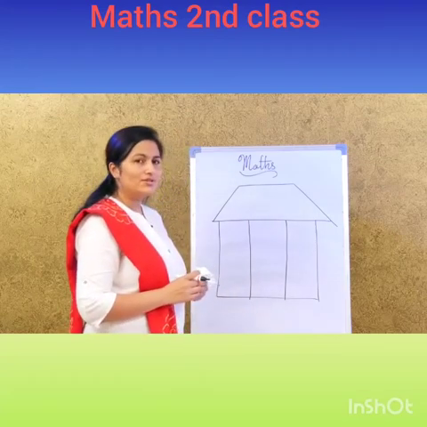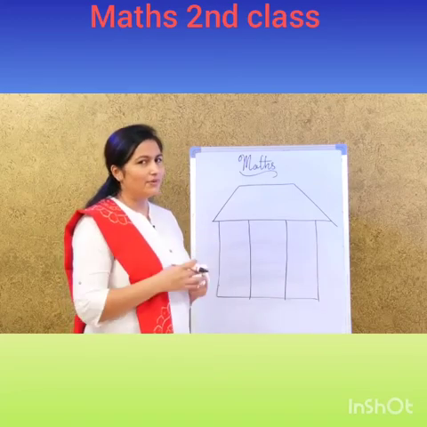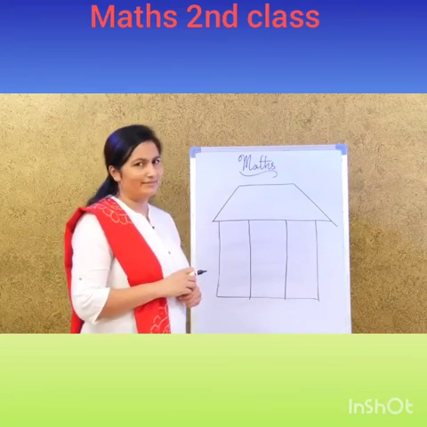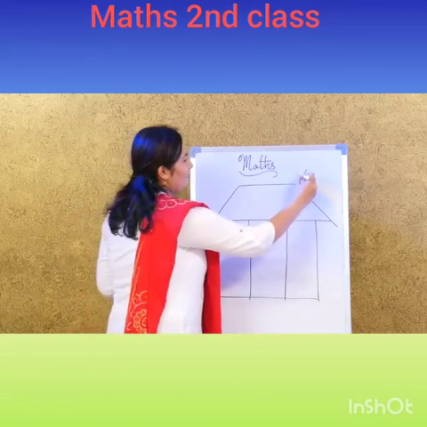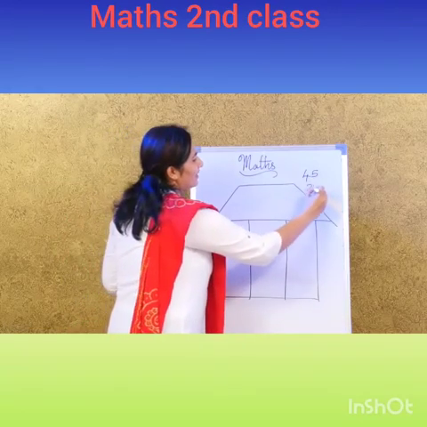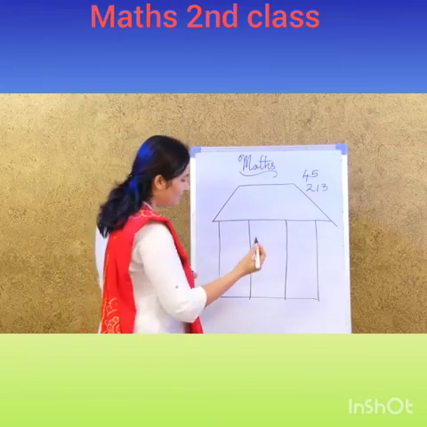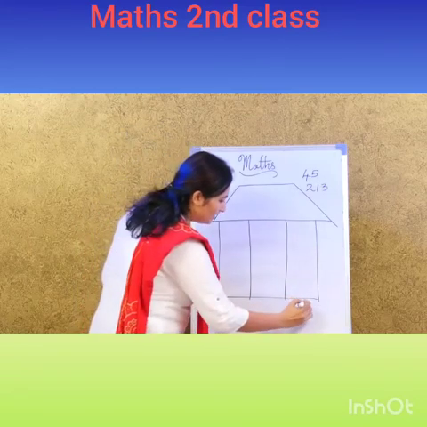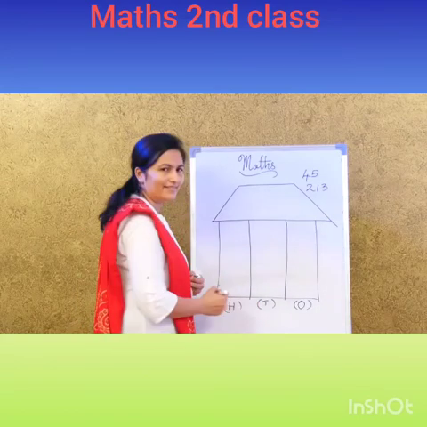So we are going to try 2 of the examples. Like I said, we are just reviewing what you remember. So let's take the examples 45 and 213, 2 examples from your textbooks. Let's start with, okay, let's mark this. This is the ones, this is the tens, this is the hundreds.